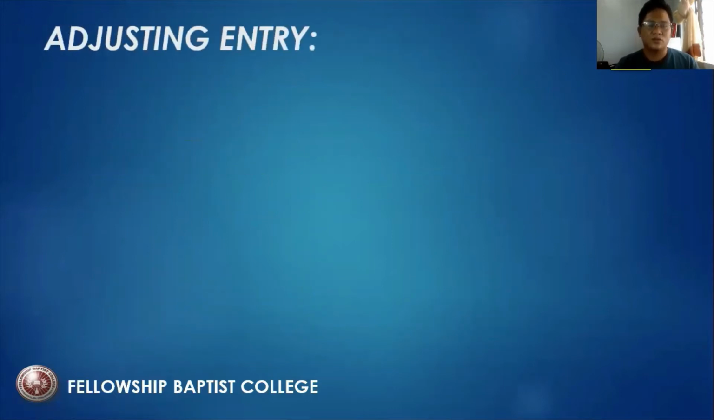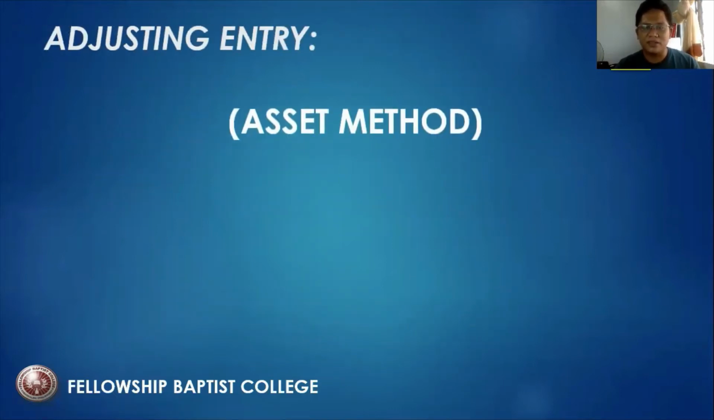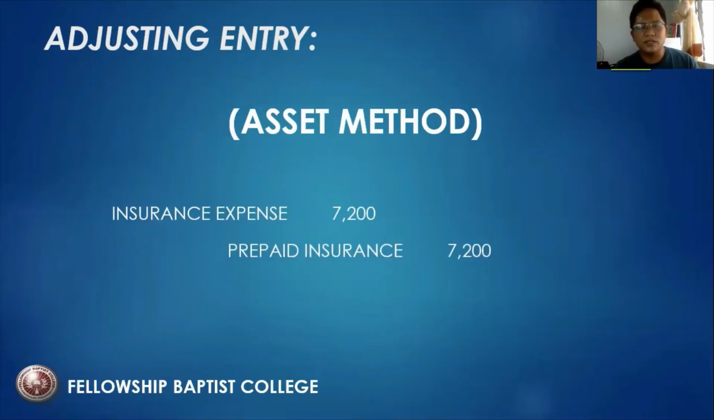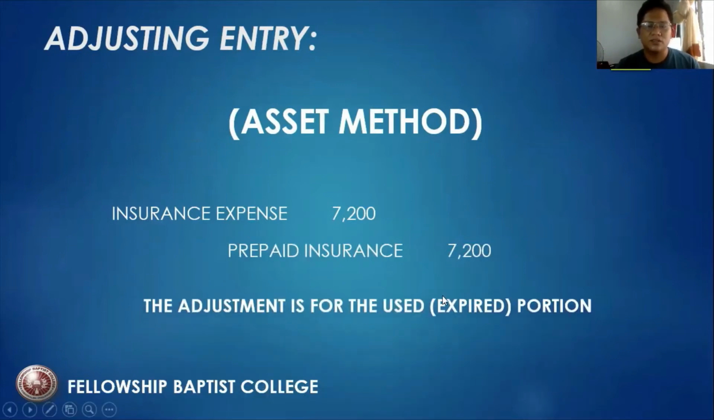Okay, so to wrap up, under asset method, our adjusting entry as solution to our problem A is debit insurance expense 7,200, credit prepaid insurance 7,200. So the amount of the adjustment is the expired portion. Asset method, we take out the expired portion.